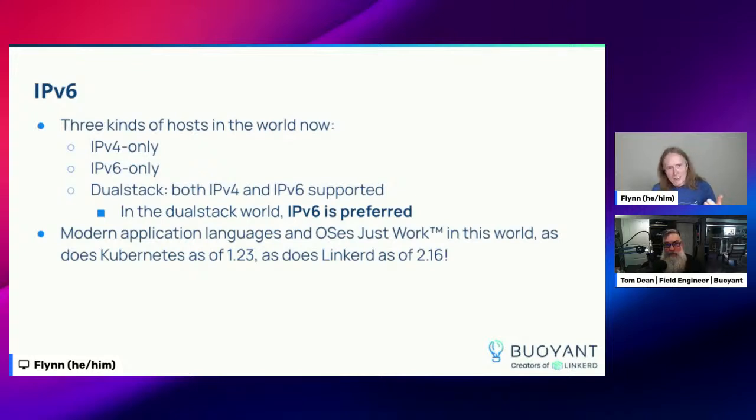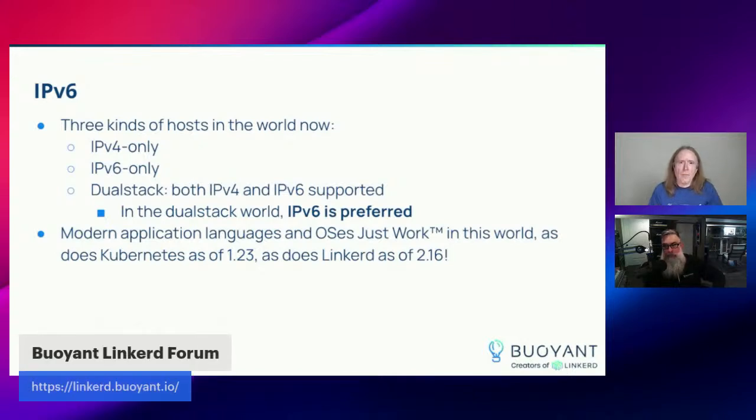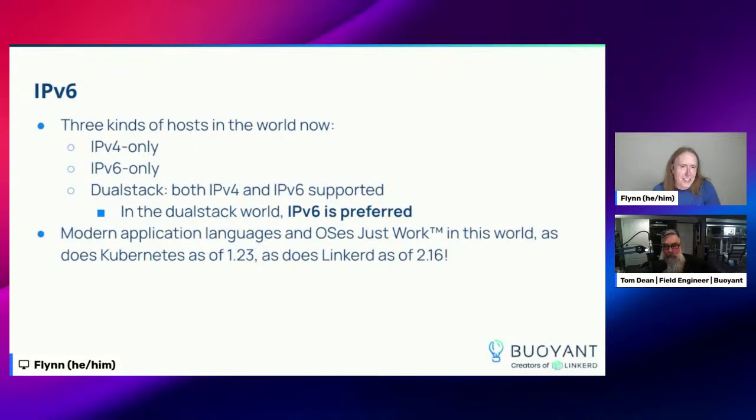Modern applications or application languages like Go and Rust and Python, things that aren't C basically, and all the modern OSs just work in this world. Kubernetes supports v6 and dual stack as of 1.23. Linkerd stable also supports it as of 2.16, or I don't remember which edge it is, but there's an edge release too.